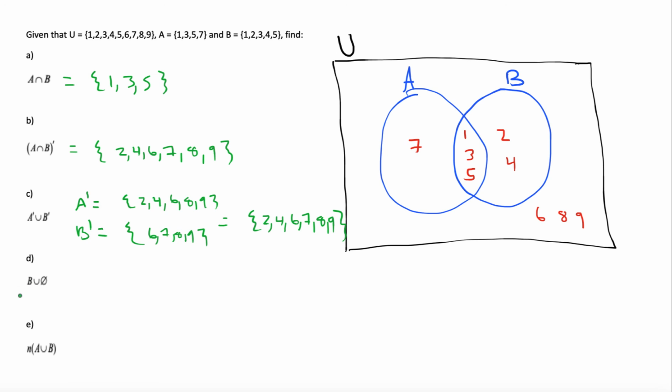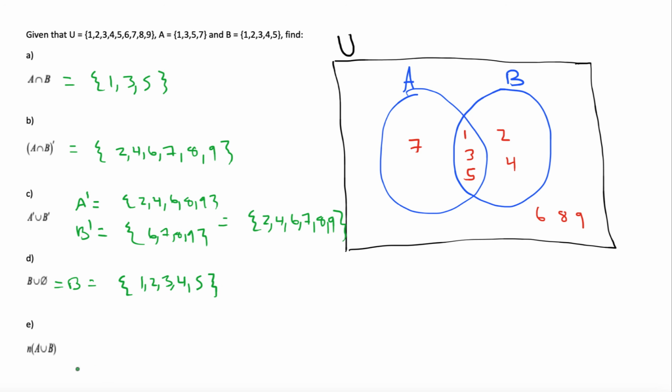What is this one here? B union the empty set. Well, remember, the empty set is really just nothing, a set with no elements in it. So this is actually just equal to B. So what are the elements in B here? It's 1, 2, 3, 4, and 5.